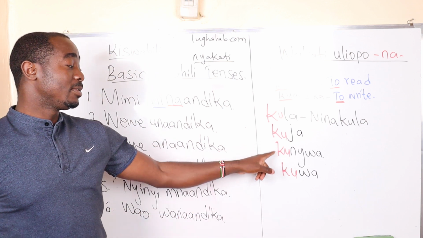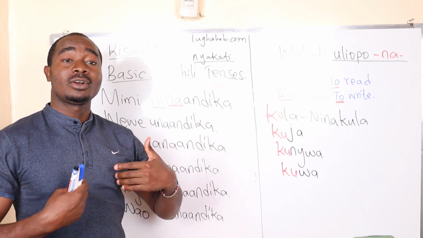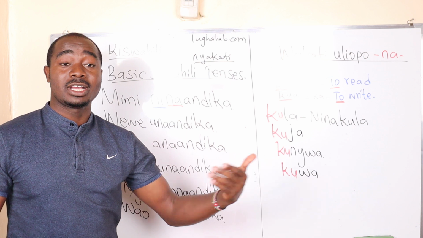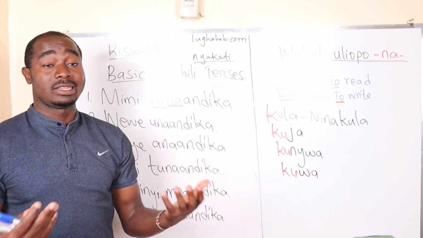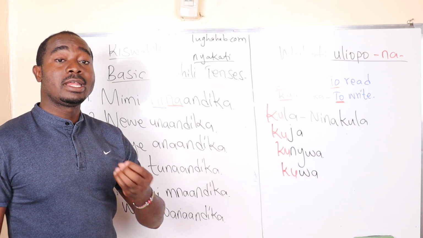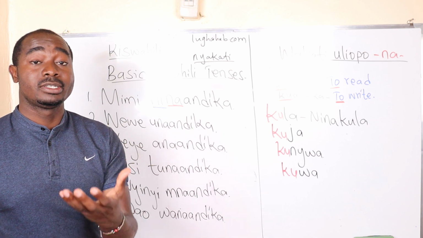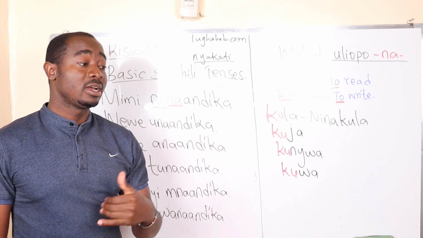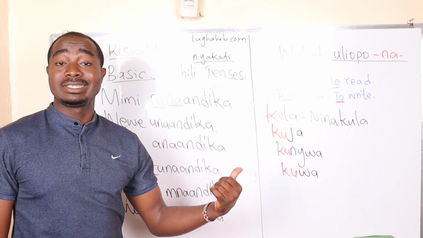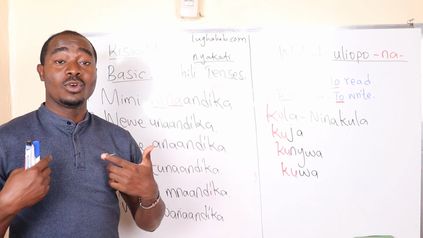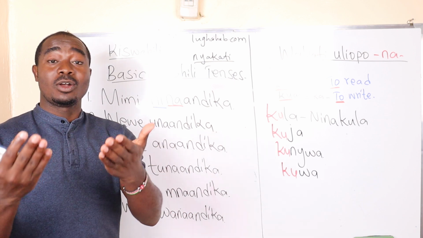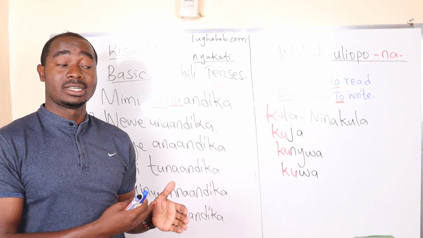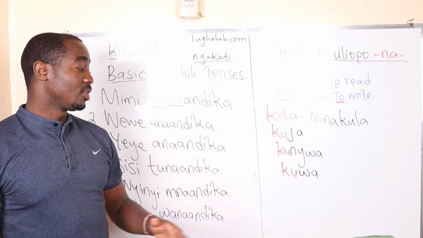Same to this. Kuja, ninakuja, I am coming. Unakuja, you are coming. Anakuja, he or she is coming. Wanakuja, like this. Kunywa, ninakunywa, I am drinking. Unakunywa, you are drinking. Anakunywa, he or she is drinking. Tunakunywa, we are drinking. Mnakunywa, you all are drinking. Wanakunywa, they are drinking.